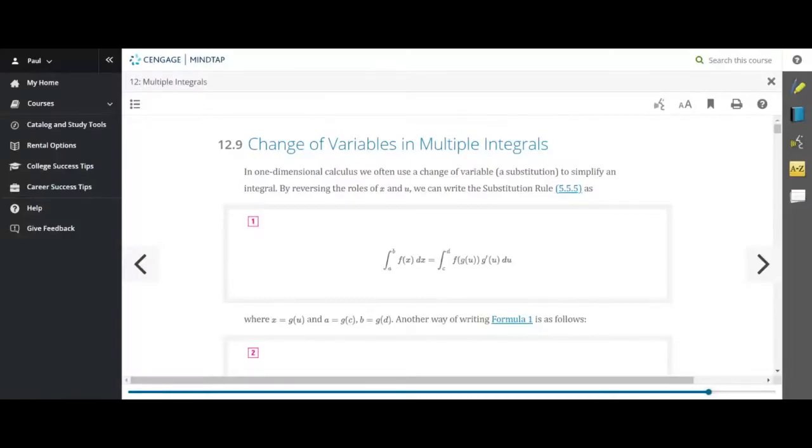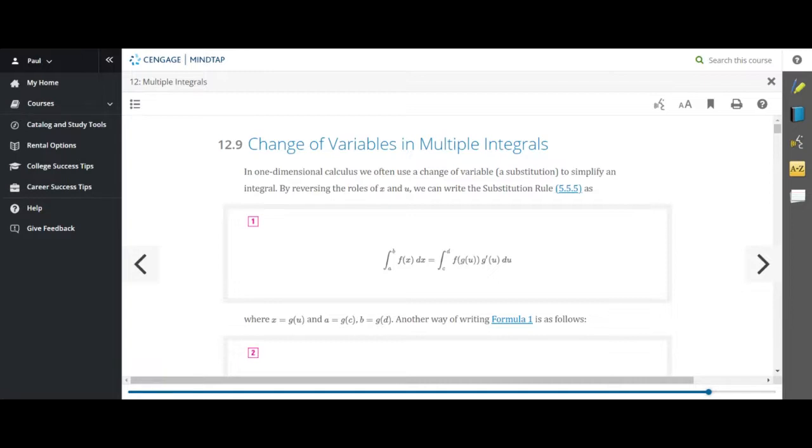Okay, so I just wanted to briefly talk about section 12.9, changes of variables in multiple integrals. Basically, what section 12.9 discusses is essentially using substitution for a double or a triple integral. You know how to do substitution for a single integral, but what if you wanted to do a substitution for a double integral?